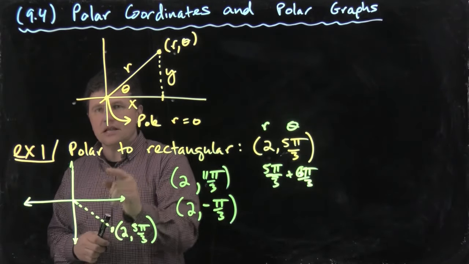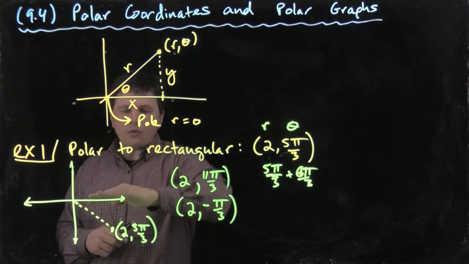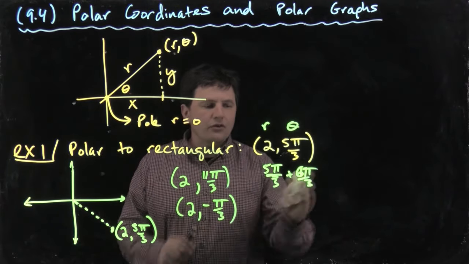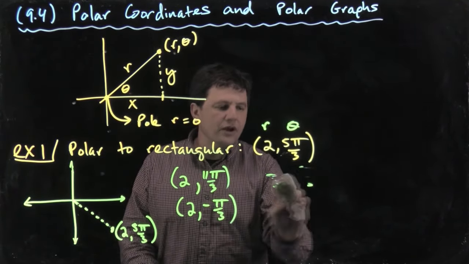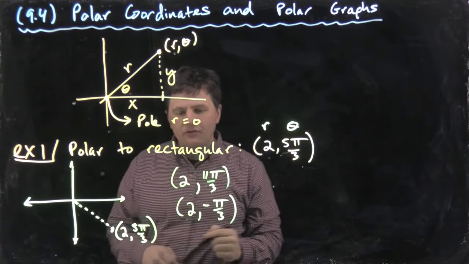So negative just means instead of going our normal way, we're going to go back, clockwise, as negative. Another thing is we could use a negative radius. A negative radius means you're off 180 degrees in the opposite direction.